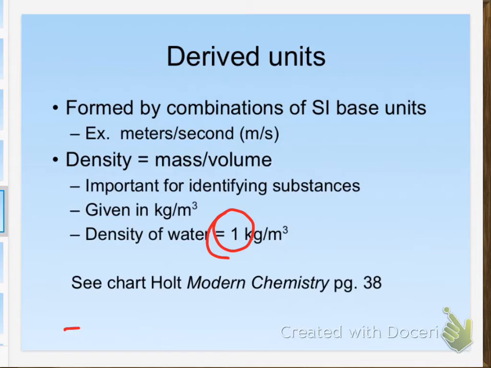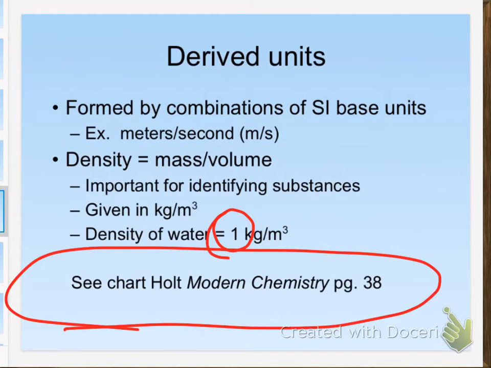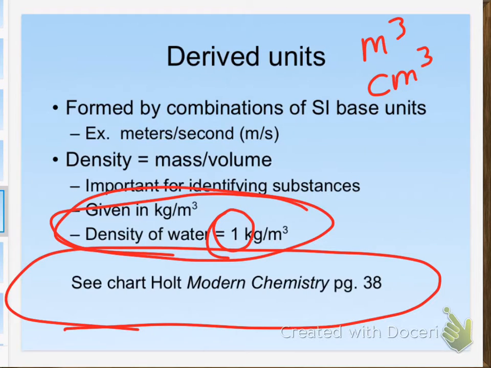Again, page 38 in your chem text has a more complete list of derived units that are used in chemistry. But the most common ones are volume in either cubic meters or cubic centimeters, and density is big. Density is a really important unit.